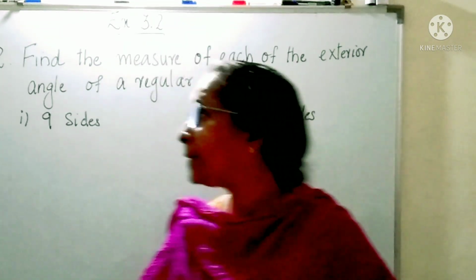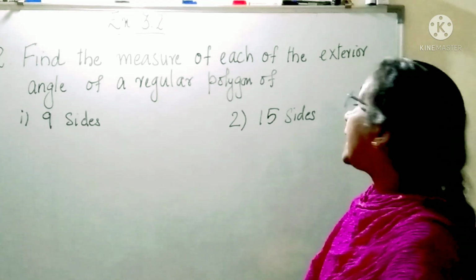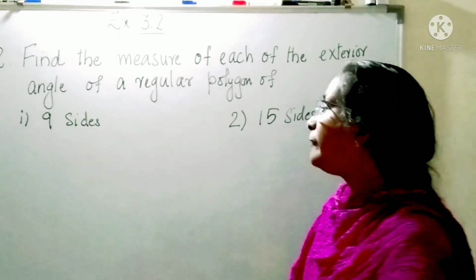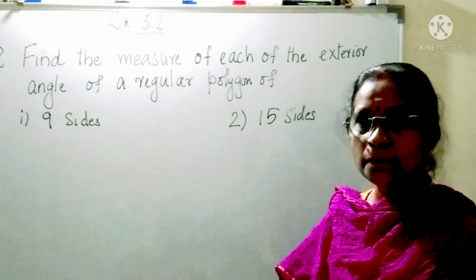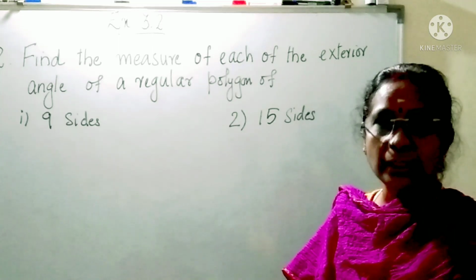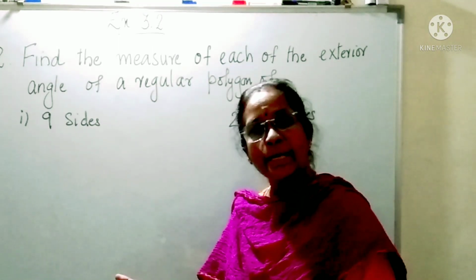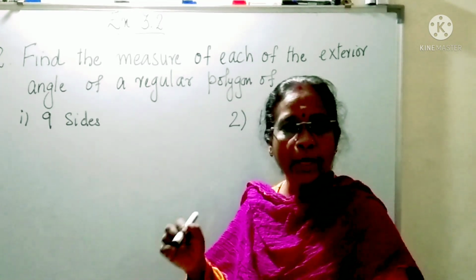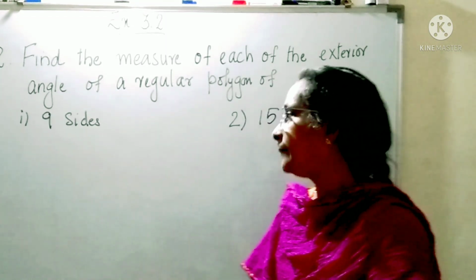The next question is: find the measure of each of the exterior angles of a regular polygon of 9 sides. What do you mean by a regular polygon? A polygon which has all sides equal and all angles also equal. So if all angles are equal, then all exterior angles also will be equal. And we know that the sum of all exterior angles is equal to 360 degrees.